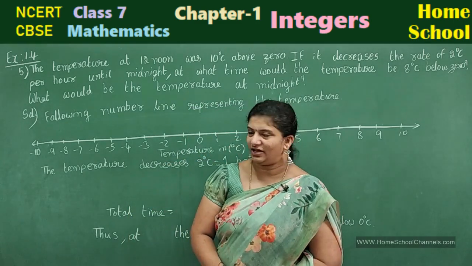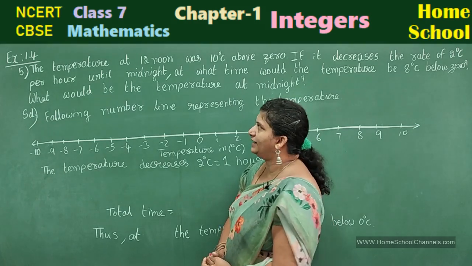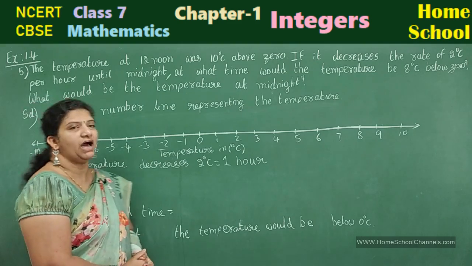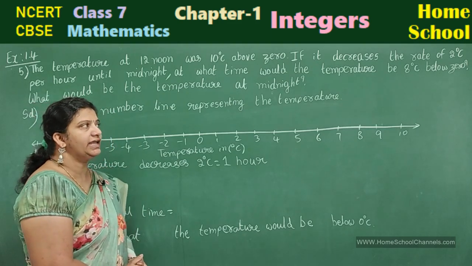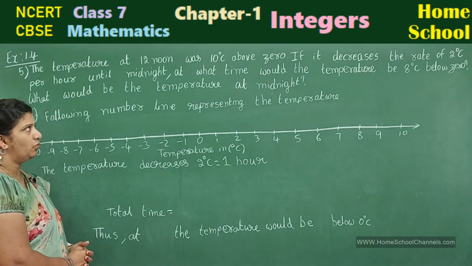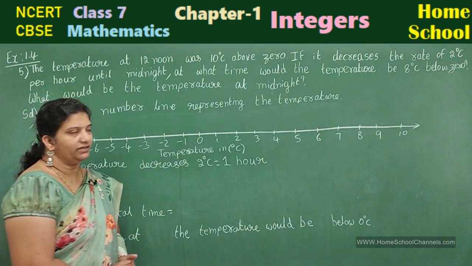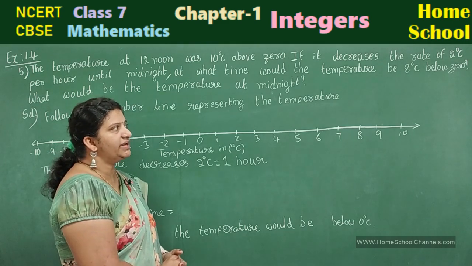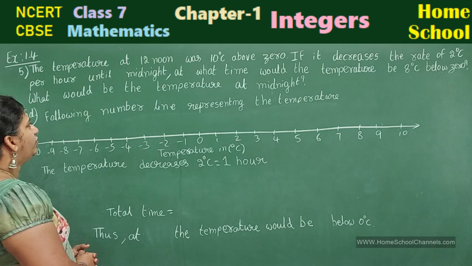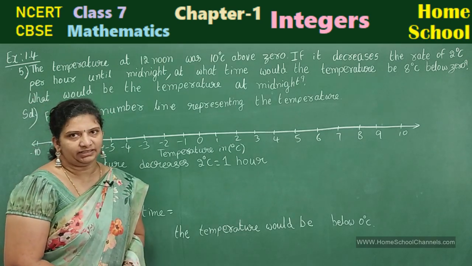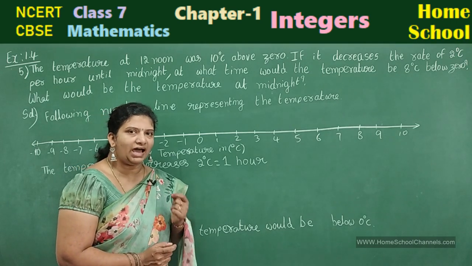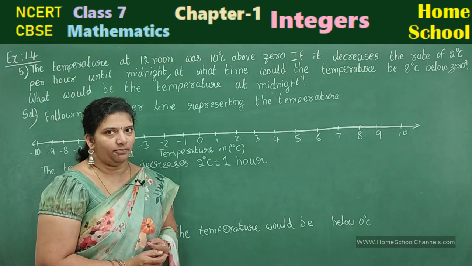Problem number 5. The temperature at 12 noon was 10 degrees Celsius above zero. If it decreases at the rate of 2 degrees Celsius per hour until midnight, at what time would the temperature be 8 degrees Celsius below zero? What would be the temperature at midnight? So understand the problem carefully. Line by line, I read this verbal problem.